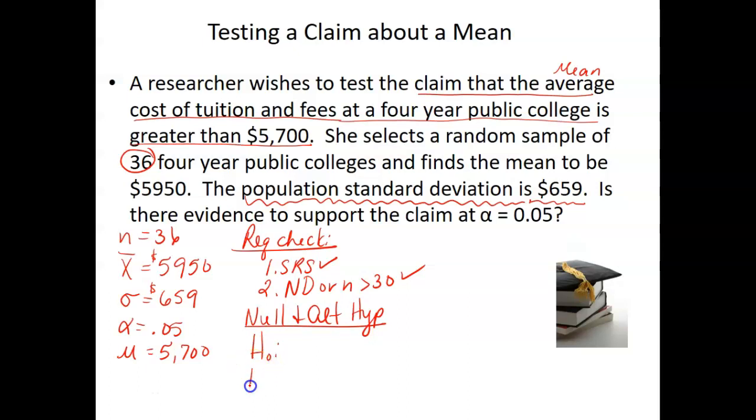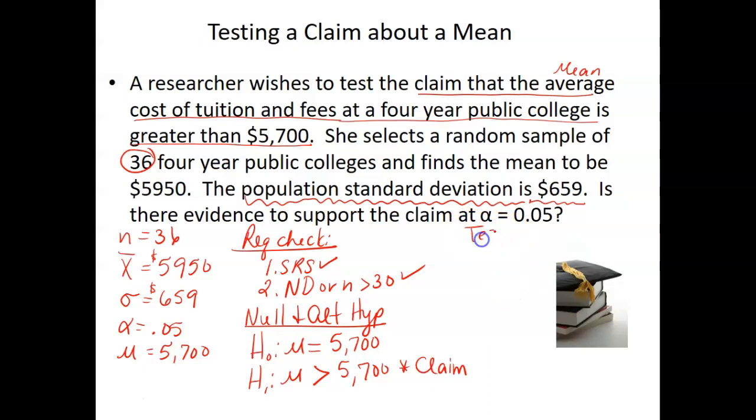We said that when we're testing a claim about the mean, this is going to be mu. So that does not change whether the population standard deviation is known or not. We're still going to set up this the same way here. Okay, the value that we're testing in the claim is the 5,700. And this one, we're saying that the average cost is greater than 5,700, so we're going to do the greater than symbol there. So this is actually going to be my claim statement here.